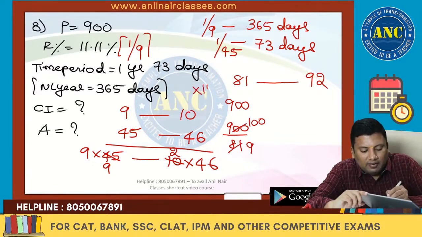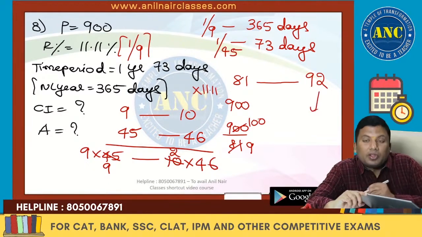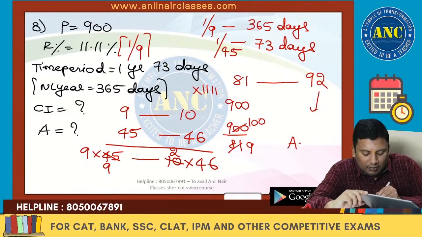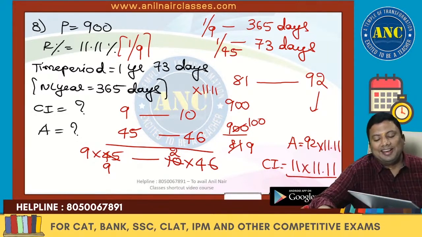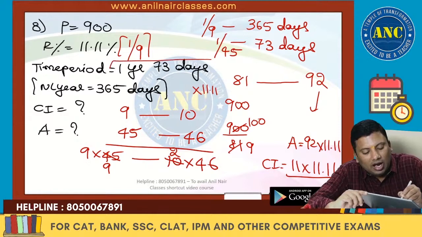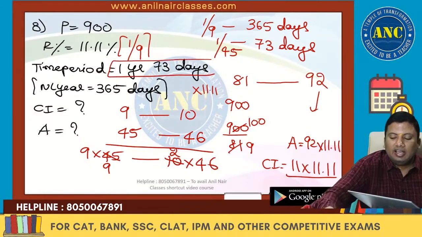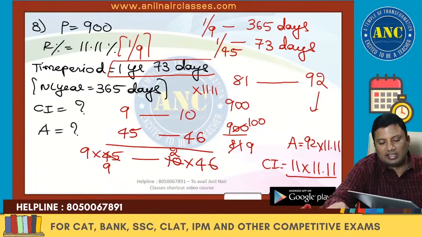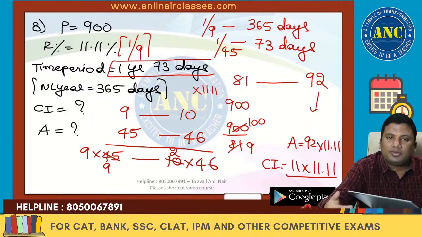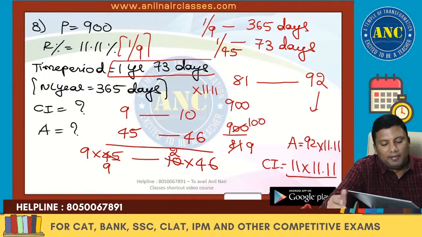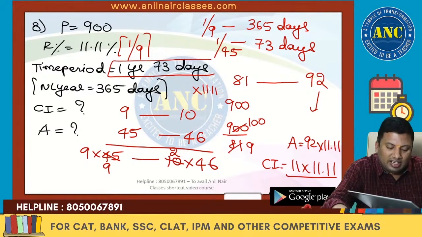so it is 11.11. So final amount is nothing but 92 into 11.11. CI is nothing but 11 into 11.11. I hope the idea is clear. He can give it in months or he can also give it in days. Idea is clear. Still there are a lot more methods. Once you start solving the problems, each and every model I will cover. When I take up a topic, I will discuss in detail every possible model.